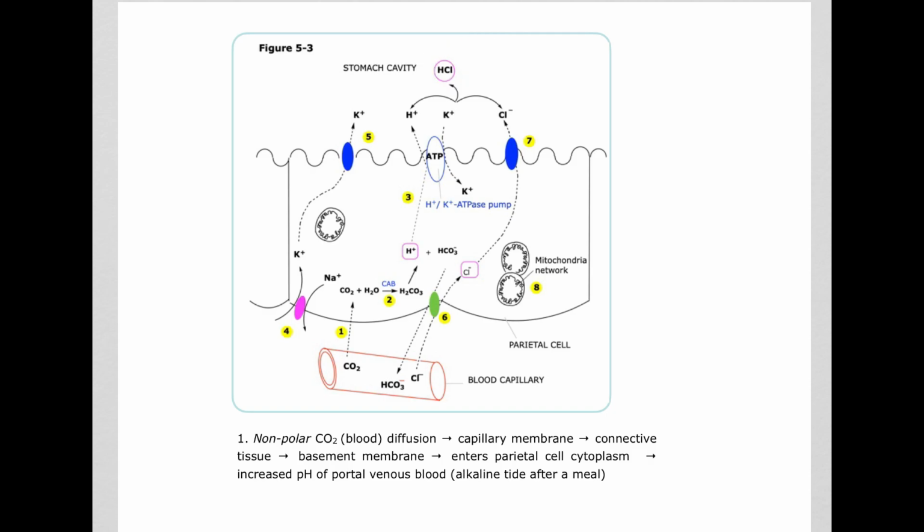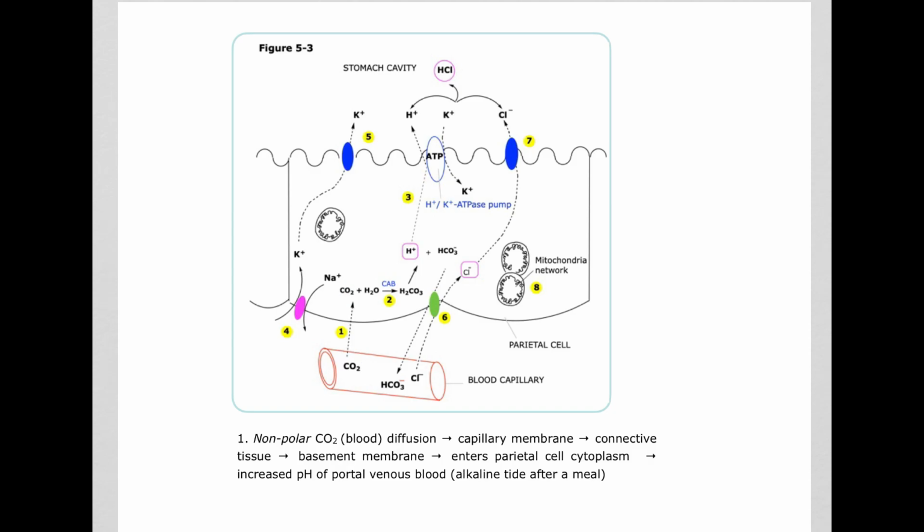We'll start the story here in the capillary, in the bloodstream. Carbon dioxide, which is non-polar, can easily cross through membranes. So it will cross through the endothelial cells that line the capillaries, and then it will enter the connective tissue, and from there it will cross the basement membrane and then pass through the plasma membrane of the parietal cell, and it will now enter the cytoplasm of the parietal cell.